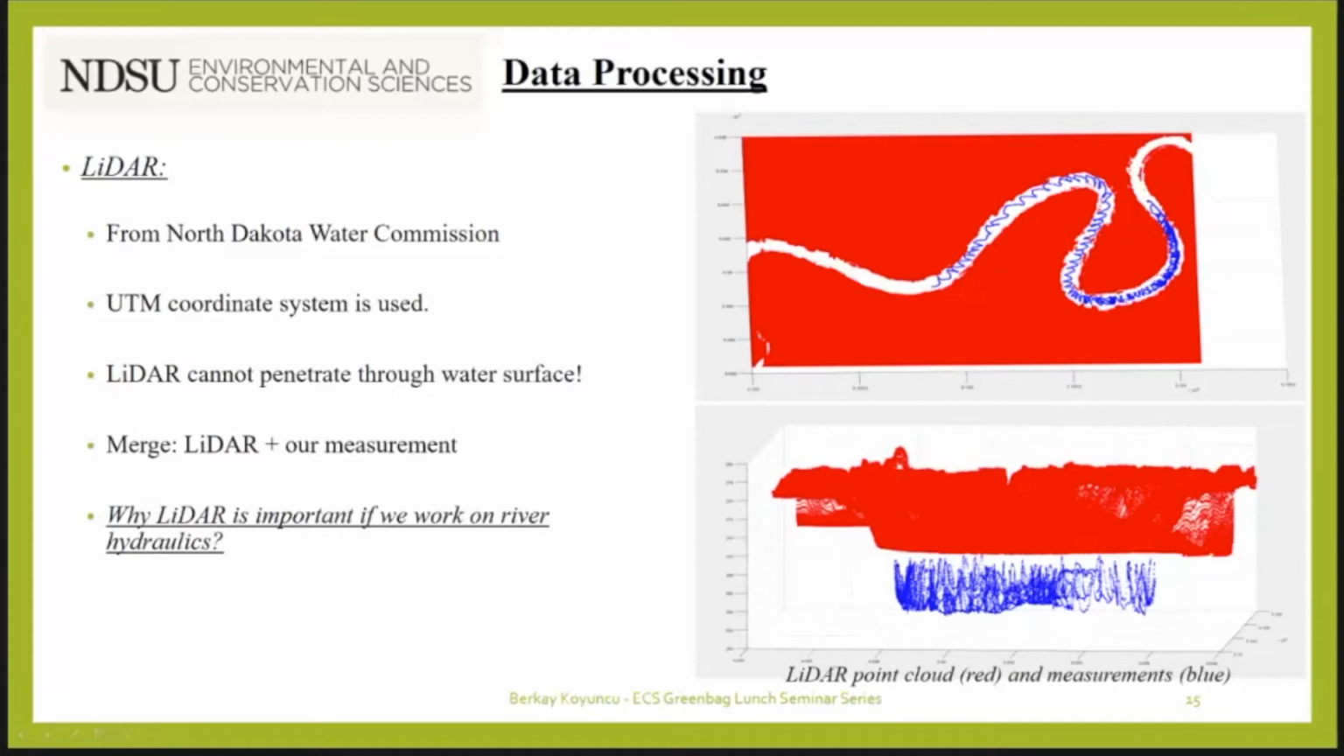So that's the reason we had to do that measurement by ourselves. And you may ask, why is LiDAR important if we are working on river hydraulics, because the environment has nothing to do with the velocity distribution or other hydraulic parameters? Now the answer is that the water surface is changing season to season. Sometimes it goes pretty far from this riverbed, and that's the reason we need to know the topography of the environment in case of flood.